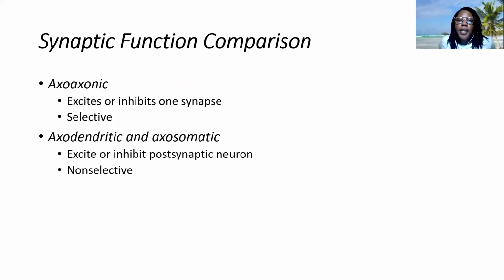All right, and so looking here, we can compare the different types of synapses again. We talked about the axoaxonic. This can either excite or inhibit a synapse. It's selective in that it's going to determine which synapse is being modulated, whereas axodendritic and axosomatic types of synapses are also excitatory or inhibitory to the postsynaptic neuron, and they're non-selective, right? They're going to either release neurotransmitter or not. It's not going to determine which synapse it's going to choose. It's either going to release neurotransmitter or it won't. And so it's non-selective the way that axoaxonic synapses are.